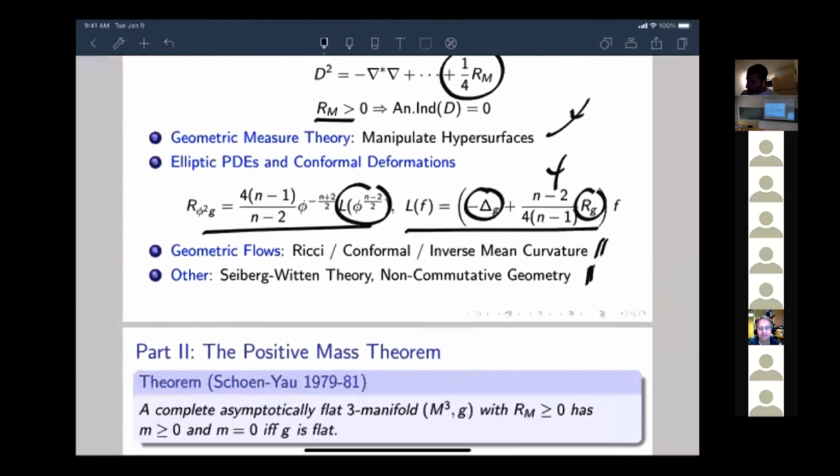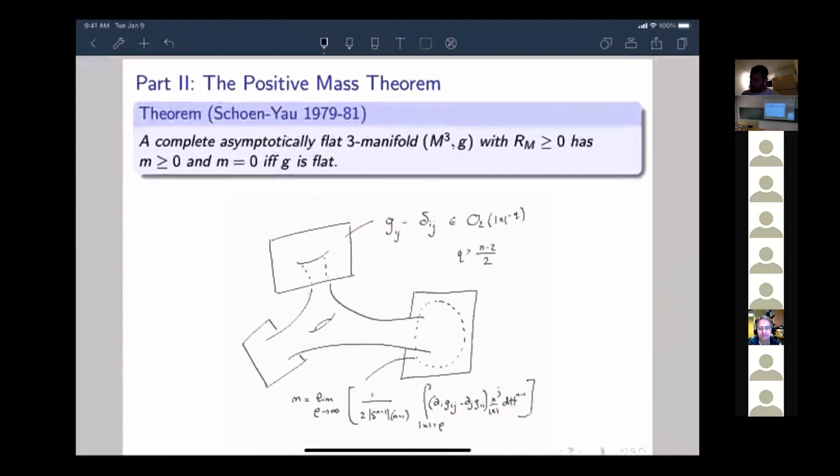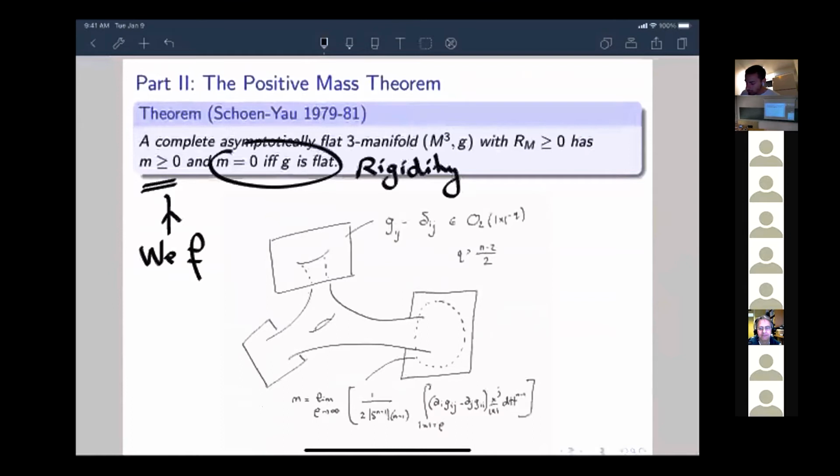Right, so let's actually get to the heart of the subject. So the theorem, the classic positive mass theorem, tells you that a complete asymptotically flat three-manifold with non-negative scalar curvature has mass non-negative, and zero if and only if G is flat. So this is the rigidity part, right? Because it tells you that this mass can only be zero in this case. And this is the non-negative part. So today we will be focusing on non-negativity.